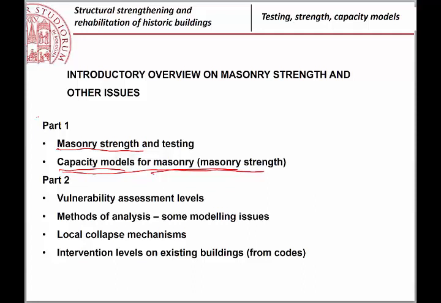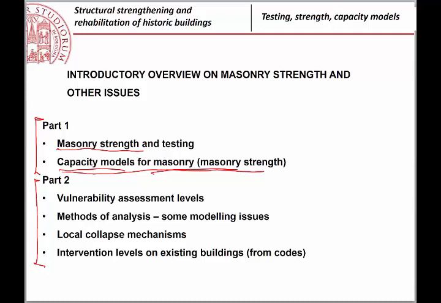After this first part, still talking about vulnerabilities, we will talk about how to assess the vulnerability of a building, with methods of analysis that can be at different scales, for example finite element modeling or macro element modeling, etc. Every method has some advantages and some drawbacks. We will discuss it.